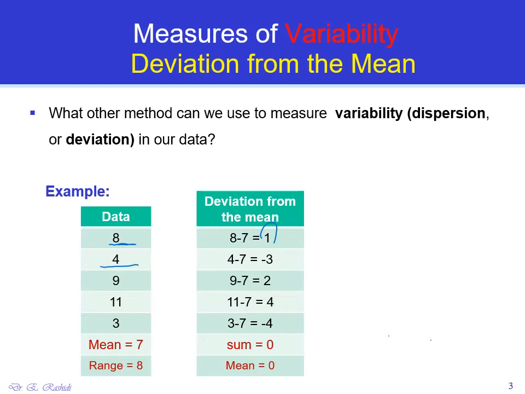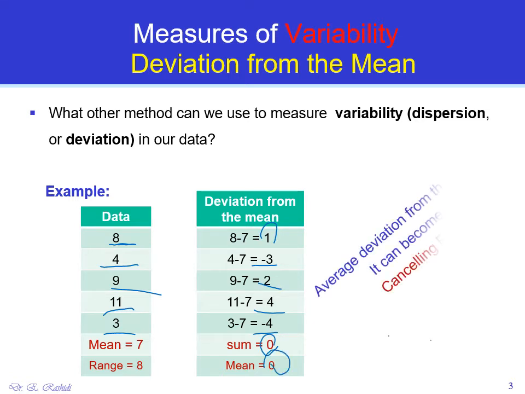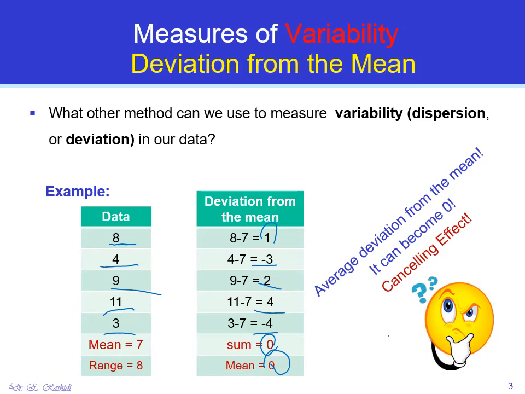For the second data point 4, the deviation is negative 3. For 9 it is 2. For 11 it is 4. For 3 it is negative 4. So let's find the average. If we sum these values up and then find the average, it becomes 0. And that's problematic, right? The average deviation can become 0 because of what is called the cancellation effect. We need to do something to avoid the cancellation effect.